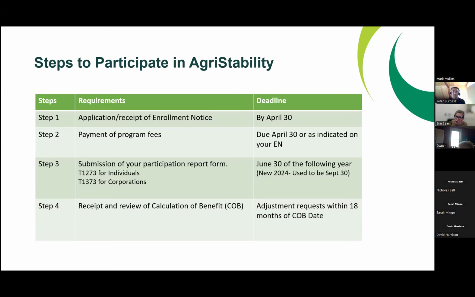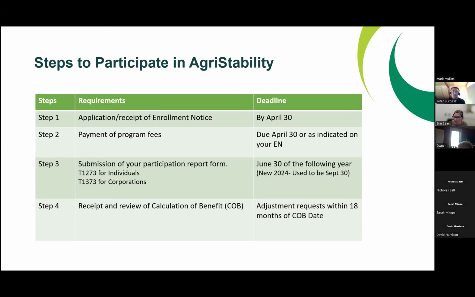In order to enroll in the program, you have to apply by April the 30th. And the payment is also due by April 30th, unless there's a different date on that enrollment notice. Again, they usually give you that 90-day window from when you apply.